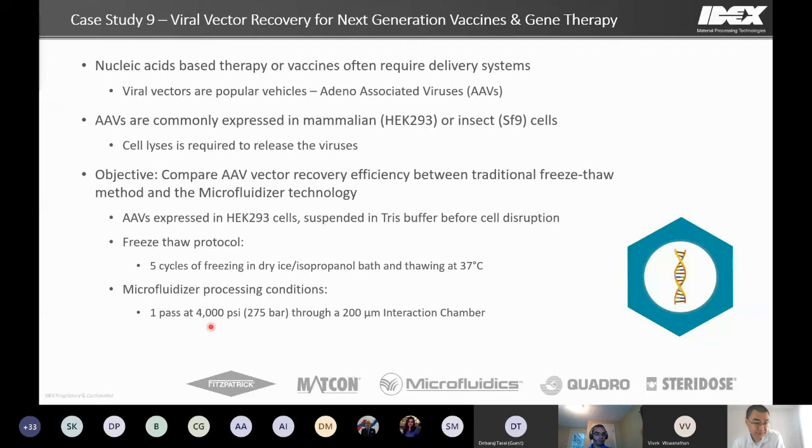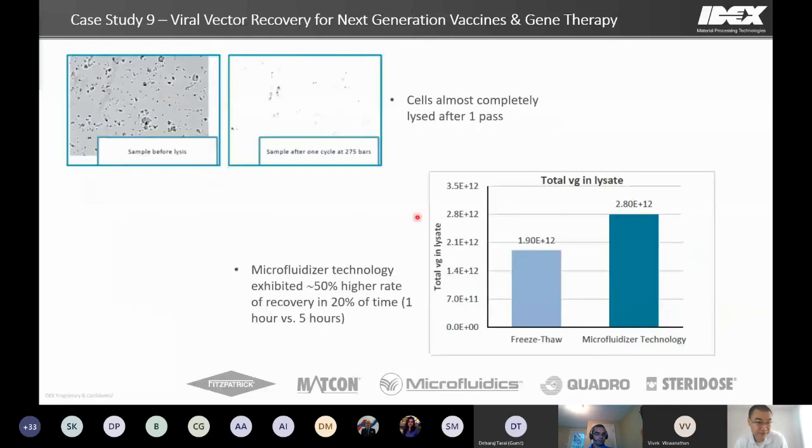So you can see here, because the mammalian cells are easy to rupture, you don't need a super high shear rate. So we use the combination of a slightly larger microchannel and a lower pressure. But this is enough to rupture the cells, as you can see from the microscope picture here. After just the 1 pass, almost all the cells were completely ruptured, even at this lower pressure.